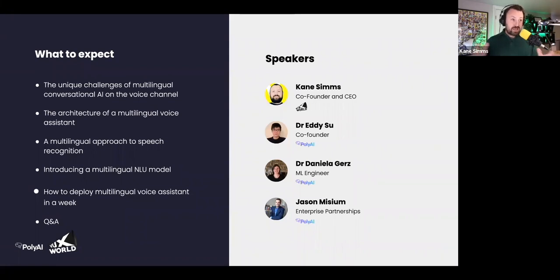We look at the architecture of a multilingual voice assistant and the approach to both speech recognition and natural language understanding, which is going to be incredibly interesting, as well as how to deploy this kind of stuff in less than a week. There are some pretty impressive numbers in here as well about how, even just after the course of 1 week, you can see some real measurable improvements, even improving on the already decent base level of functionality that we're seeing.